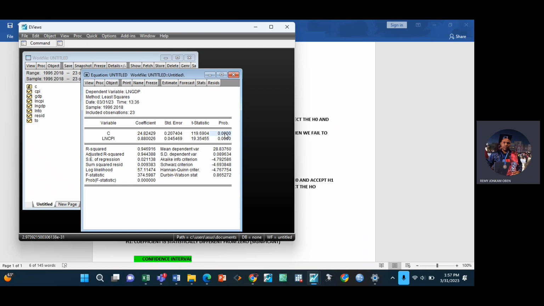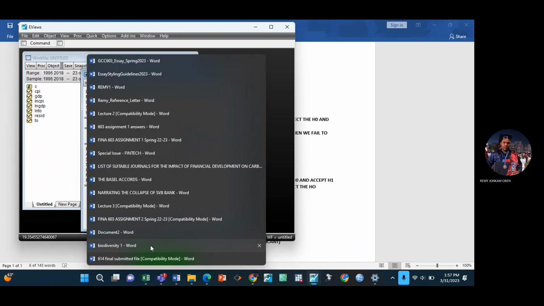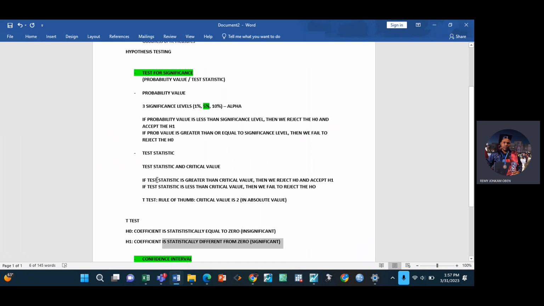Okay, let's try the t statistic. Look at the t statistics: 19 and 119. They are bigger than 2, right? What does it mean? If the test statistic is bigger than the critical value, and you know with the t-test our critical value is 2, if it is bigger than 2, then we should reject the null. So you discover that whether you're using probability value or test statistic, you get the same results.